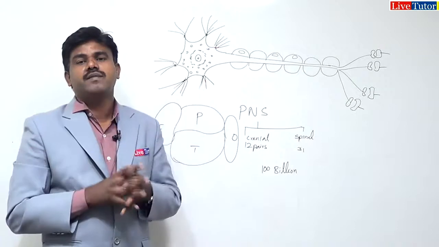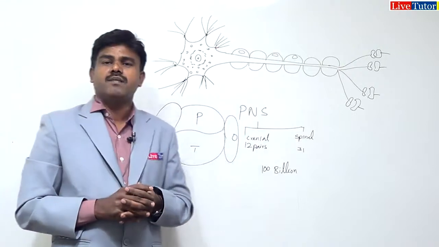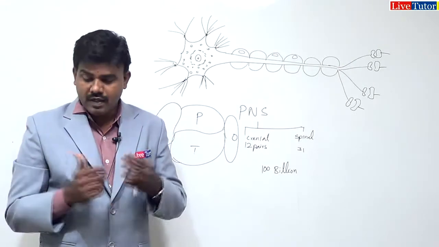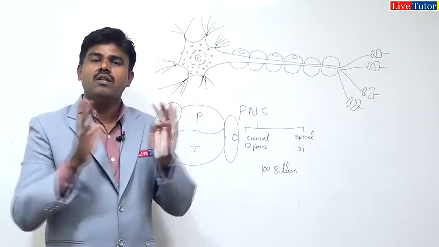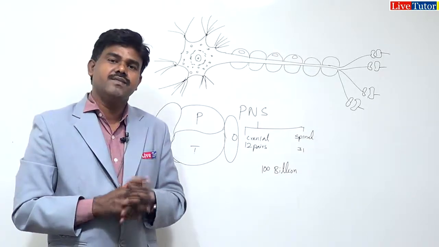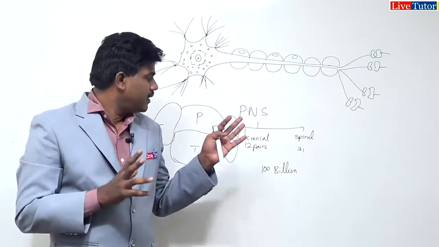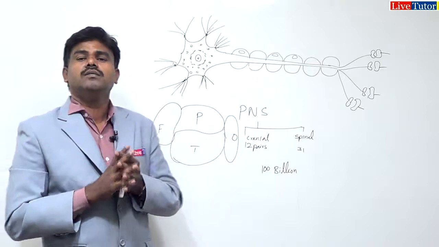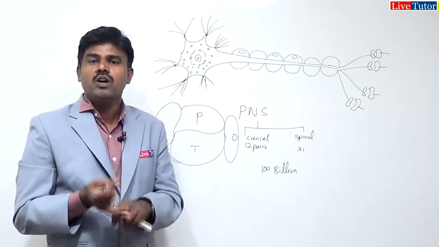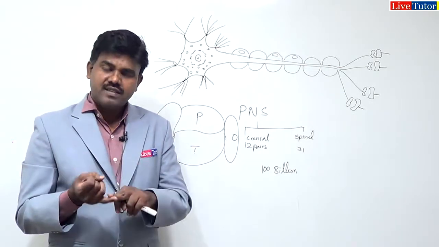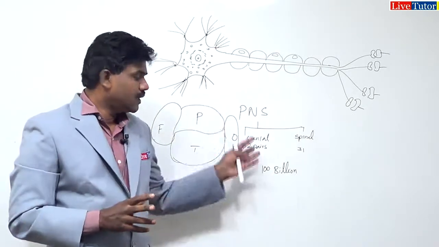So these are the three parts of the central nervous system. Then the peripheral nervous system has 12 pairs of cranial nerves. Out of the 12 pairs, which one is the longest cranial nerve? The longest cranial nerve is the vagus nerve. The cranial nerves have three types: sensory nerves, motor nerves, and mixed nerves.